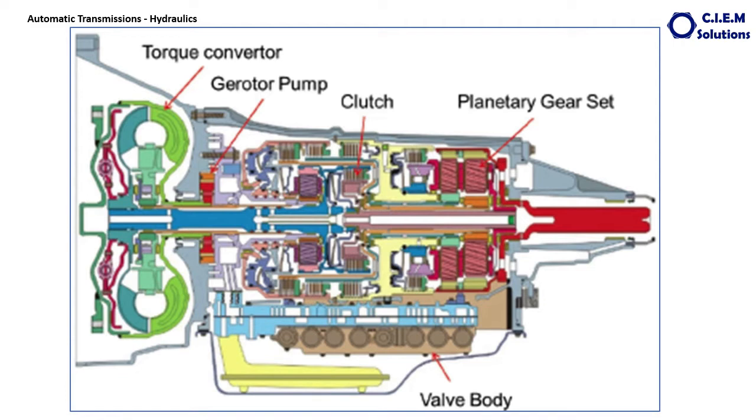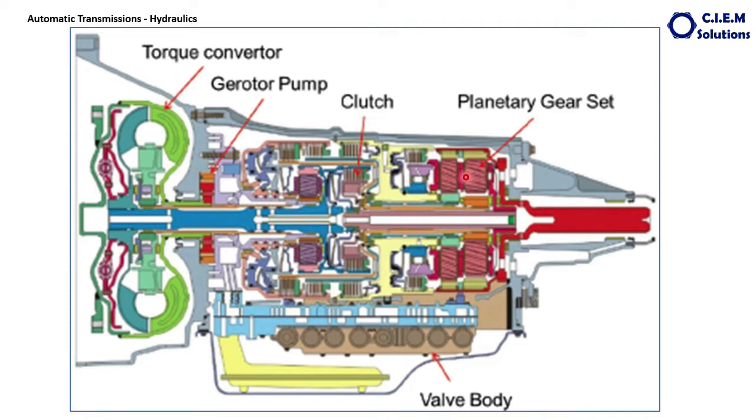This is the automatic transmission. The basic thing in any transmission, automatic or mechanical, is that ultimately the power is transferred through mechanical components only. In a mechanical transmission, the power is transferred from the drive gear to the driven gear. Here, in this automatic transmission, there is a set of planetary gears for each and every gear.